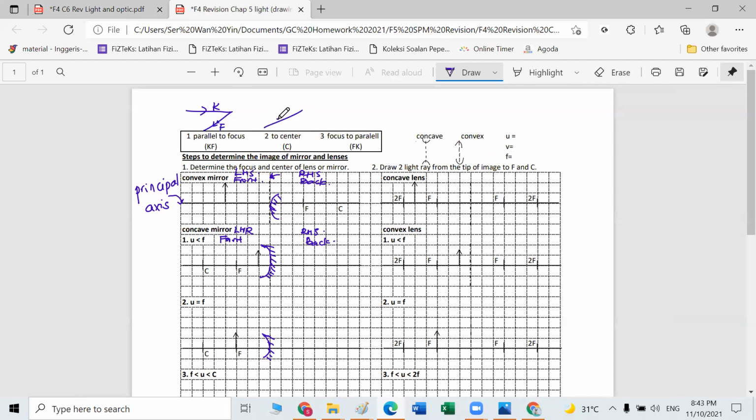Then C, reflect back C. F, then it will be K. When the light passes F, then it will reflect back to K. When the light passes K, then it will reflect back.